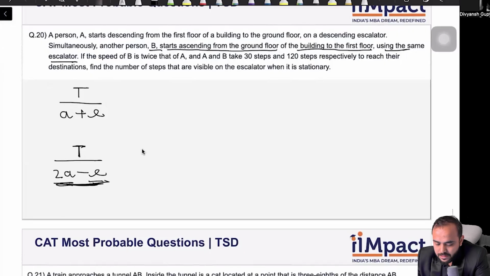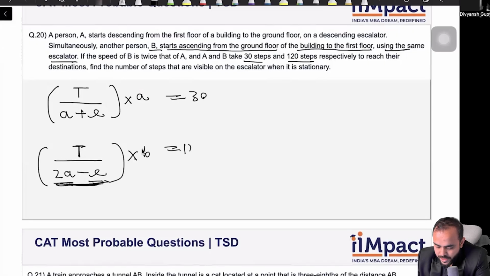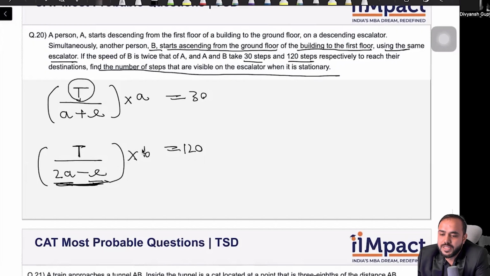Now, A and B take 30 steps and 120 steps respectively. So, the steps taken by A will be this time into a, and steps taken by B will be this time into B, and this is 30 and this is 120. We want to find the number of steps that are visible on the escalator. So, we want to find the value of T.